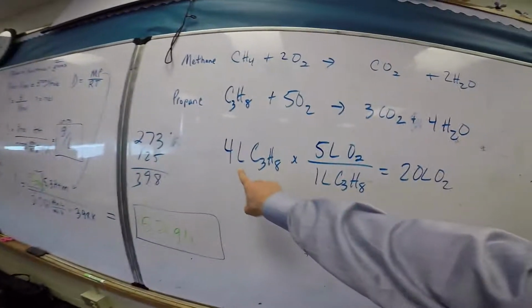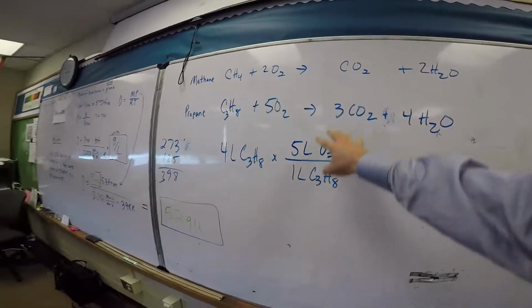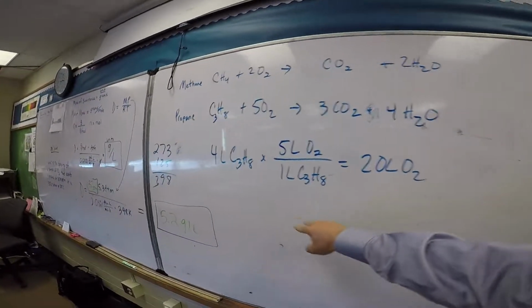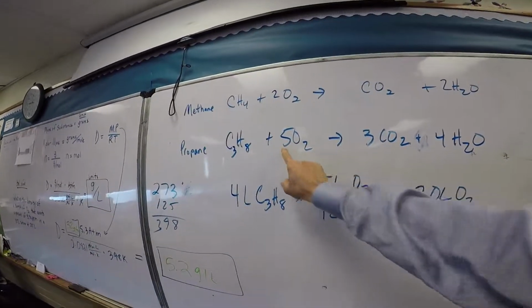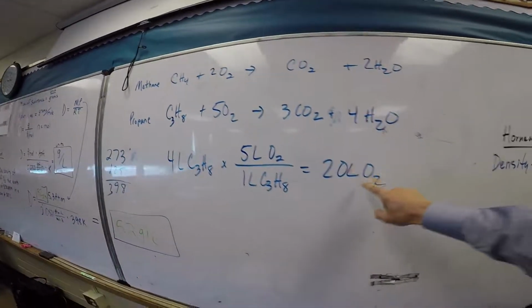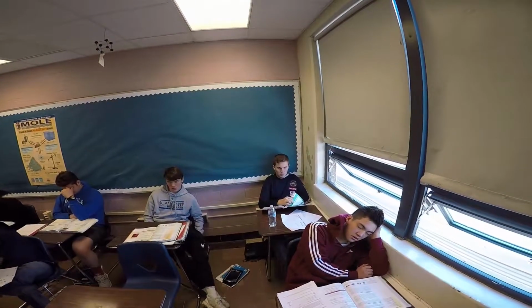Instead of using moles in regular stoichiometry, we're using liters in gas stoichiometry. It follows a similar pattern where you're given 4 liters, and they want to know how much oxygen you produce. 5 liters of oxygen from the balanced equation will produce 20. Also remember that the temperature units used must be in Kelvin.